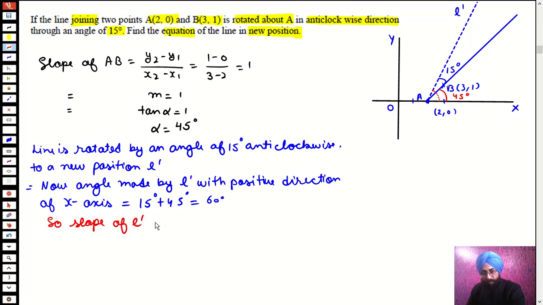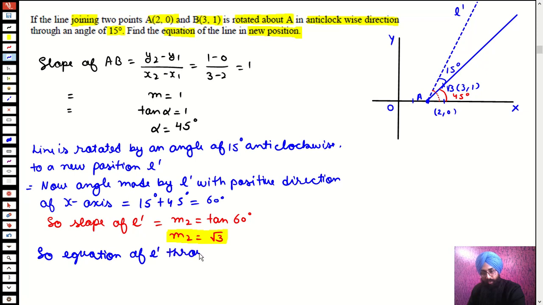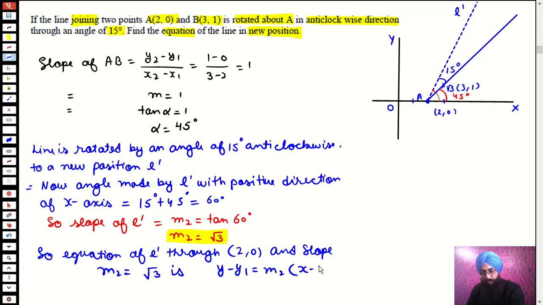So the formula for slope is tan theta, so tan of 60 degrees. So tan of 60 degrees is equal to under root 3. So what we got is the slope of the line. We already know the passing through point, which is (2, 0). So what we can say, the equation of L dash through point (2, 0) and slope m2 equal to root 3 is, the formula is y minus y1 is equal to slope times x minus x1.